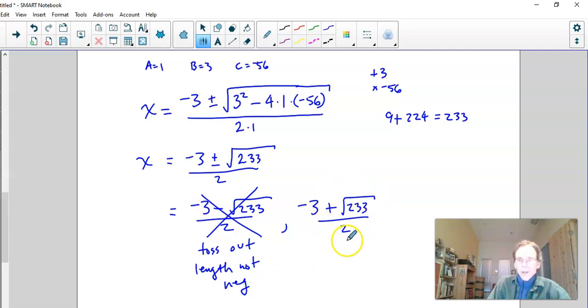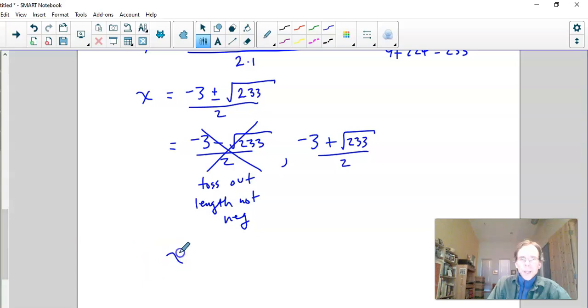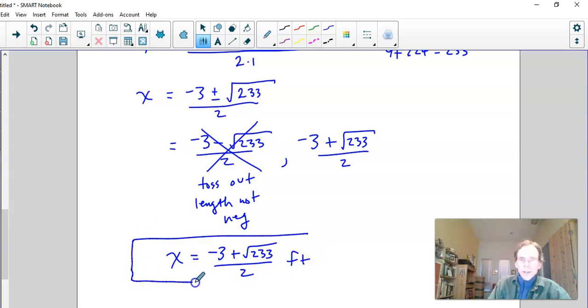That leaves this other quantity as our answer. The leg that we labeled as x is negative 3 plus the square root of 233 divided by 2, and the units were feet. So that's the exact length of that one leg.